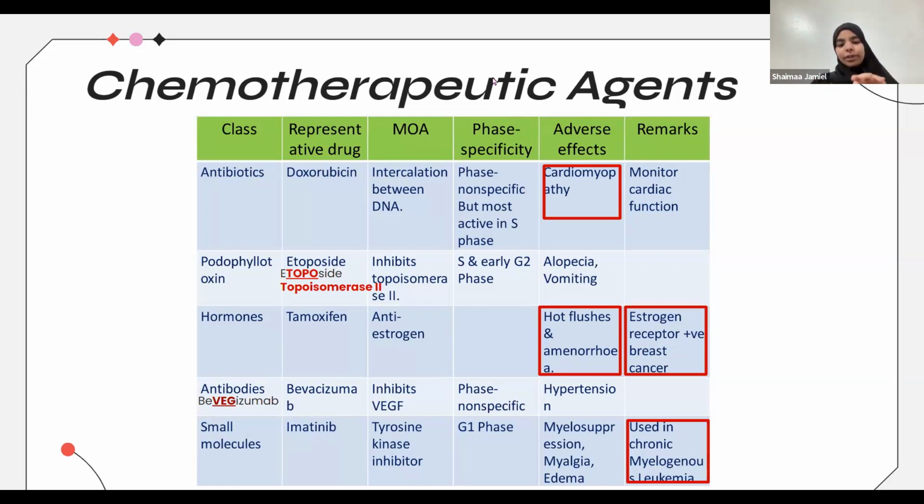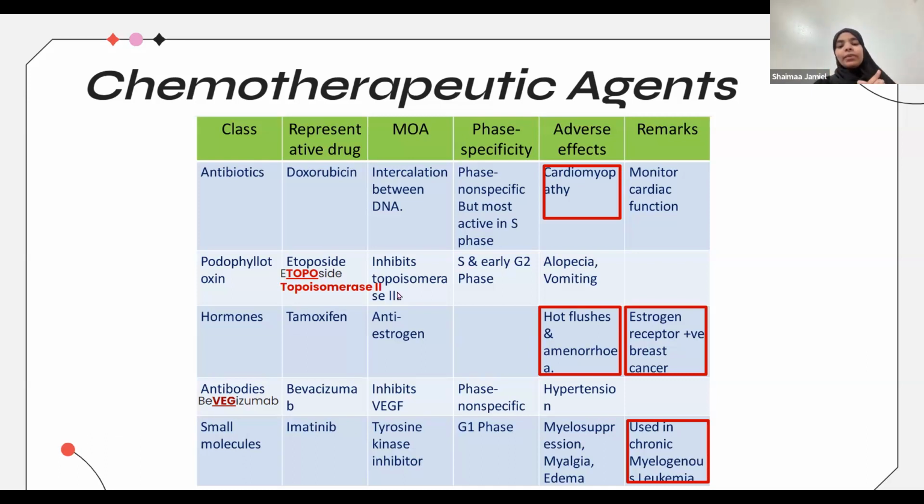Okay, very important. Then we have etoposide, topoisomerase. So it's going to inhibit topoisomerase 2. And that is why it's specific in the DNA synthesis stage and in the proofreading stage. So S phase and early G2 phase, and it's the only one that's really kind of G2.